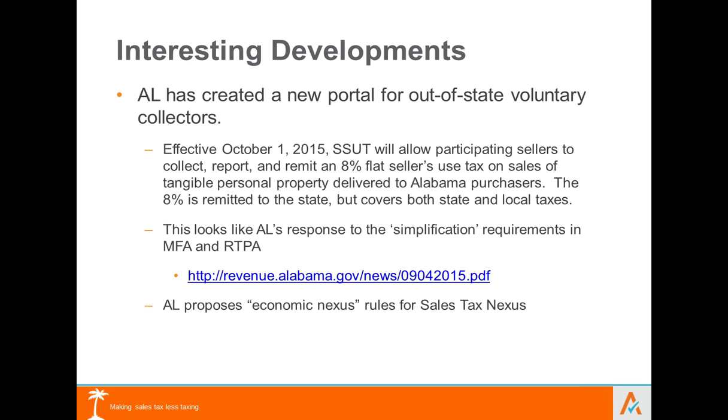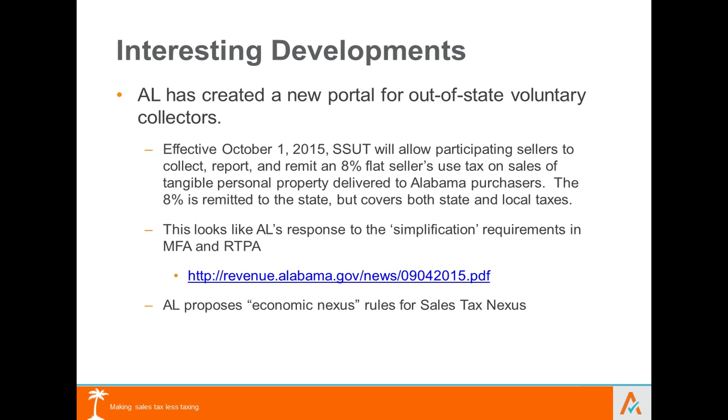Also, for the real tax geeks out there, Alabama's proposing economic nexus rules for sales tax nexus. Now, this is going a little deep, but let me just quickly tell you, economic nexus refers to activities around simple financial transactions, like sales formulas, allocation formulas. It all sounds a lot like income tax, doesn't it? And for those of you who've done multi-state income tax compliance, that's exactly how you determine your obligation to remit income tax in states where you're doing business but lack physical presence.